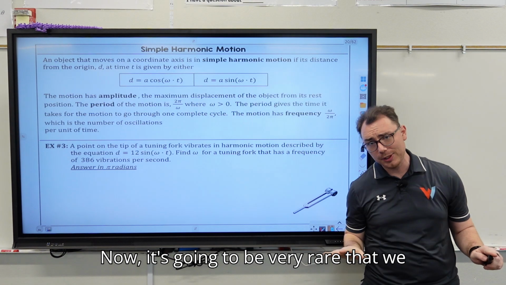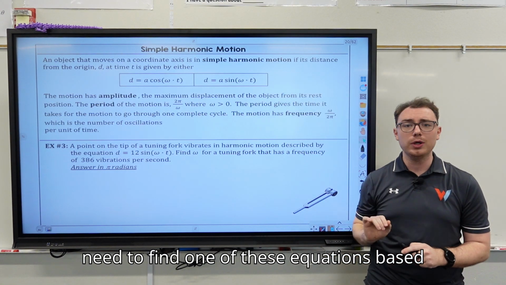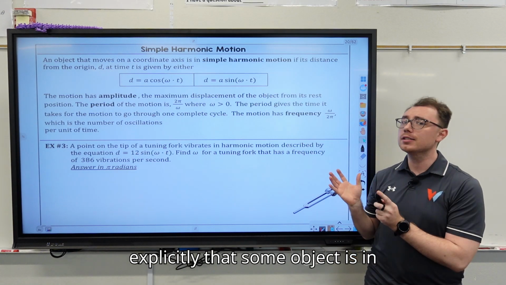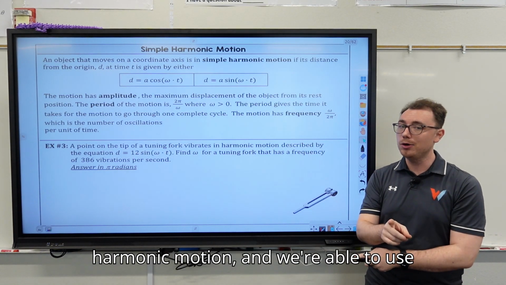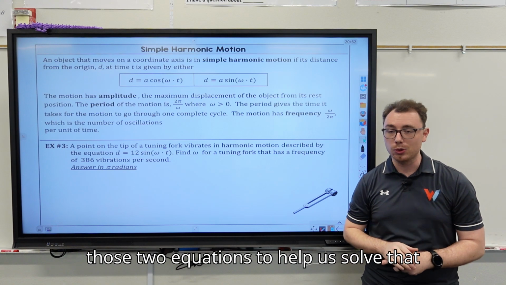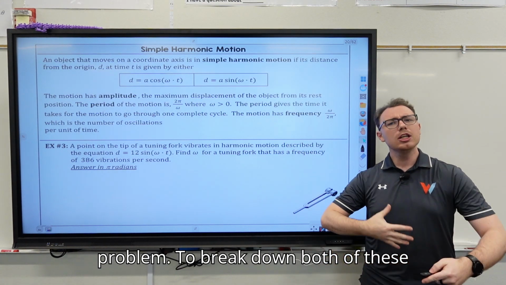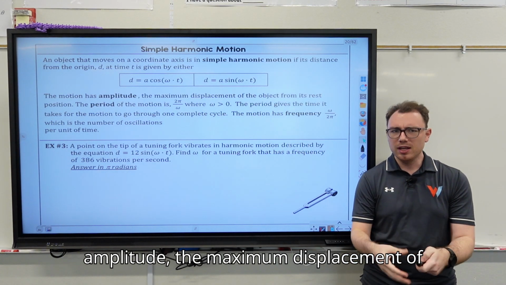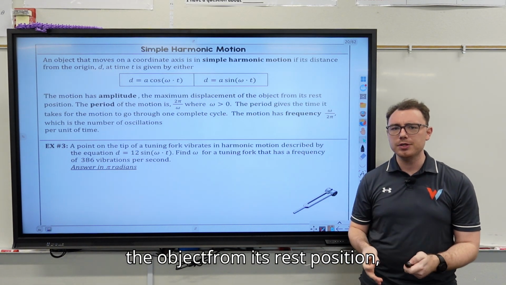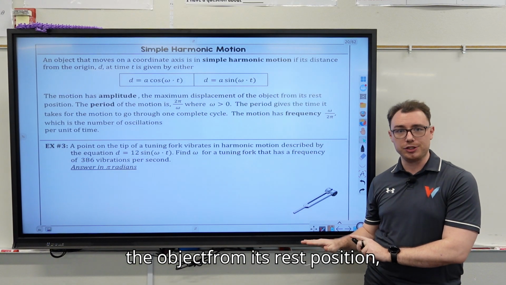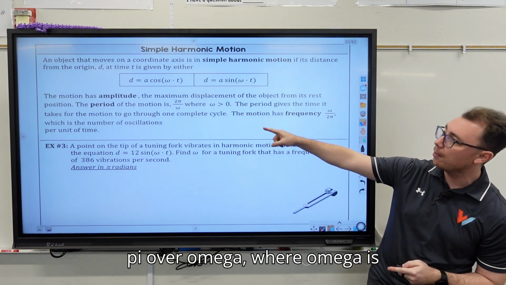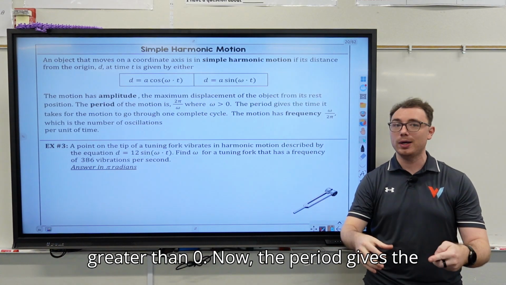Now, it's going to be very rare that we need to find one of these equations based off of a graph. Rather, we'll be told explicitly that some object is in harmonic motion, and we're able to use those 2 equations to help us solve that problem. Both of these equations have an amplitude, the maximum displacement of the object from its rest position, while the period of the motion is 2 pi over omega, where omega is greater than 0.